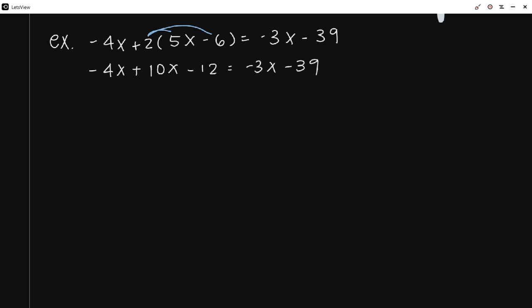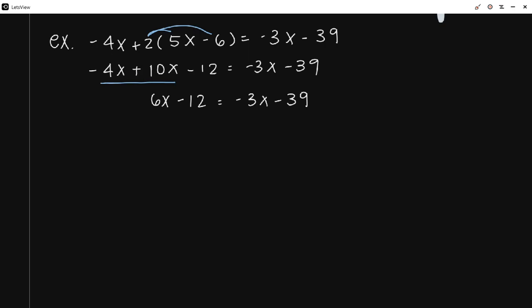Now we want to combine all of the terms on each side. So on the left hand side we can combine the negative 4x and the 10x, and that's it. And then on the right we can't combine anything, so we just leave it. So negative 4x plus 10x is 6x minus 12 equals negative 3x minus 39.